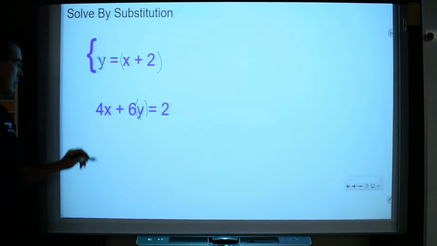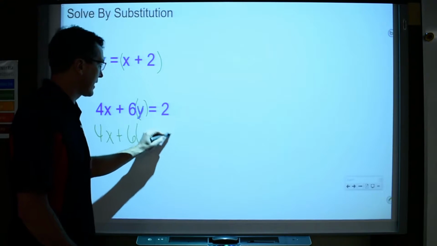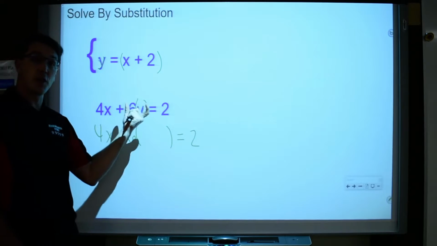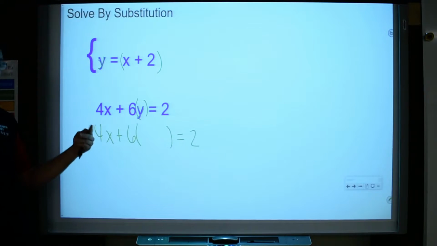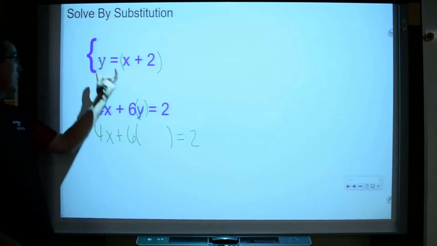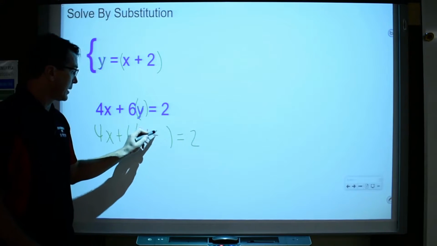Now the problem with this though is when I go to substitute this 4x plus, I have a 6 on the outside of these parentheses. This is where Mr. Nelson's parentheses and Ms. Garcia's parentheses first kind of helps us keep track of things. I put the parentheses first so I know that that 6 is still there, and now I have this, and I said, what does y equal? Well, y equals x plus 2.